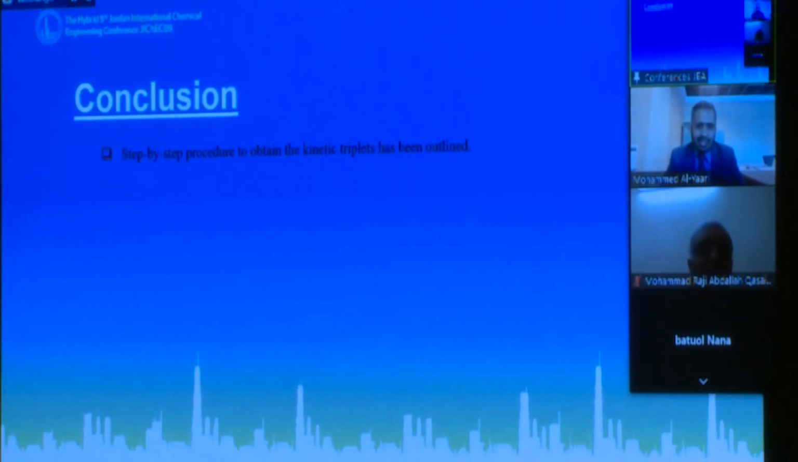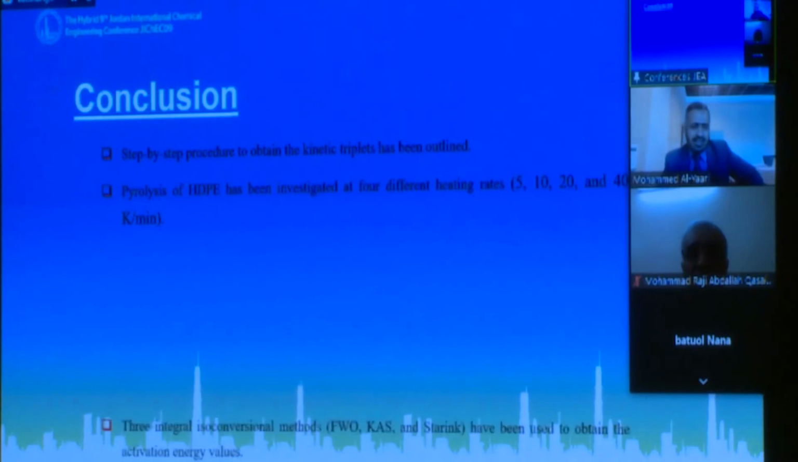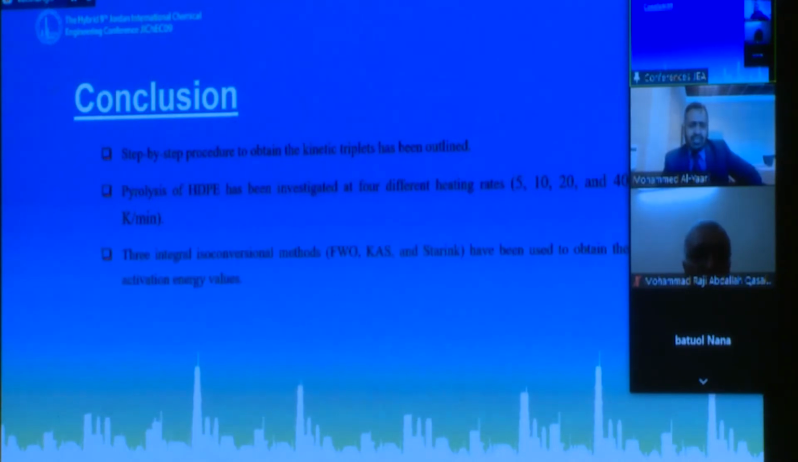a step-by-step procedure to obtain the kinetic parameters, the activation energy, frequency factor, and the reaction mechanism has been clearly outlined. The pyrolysis of high-density polyethylene has been investigated at 4 different heating rates, and we used 3 integral isoconversion methods to obtain the activation energy values at different conversions.